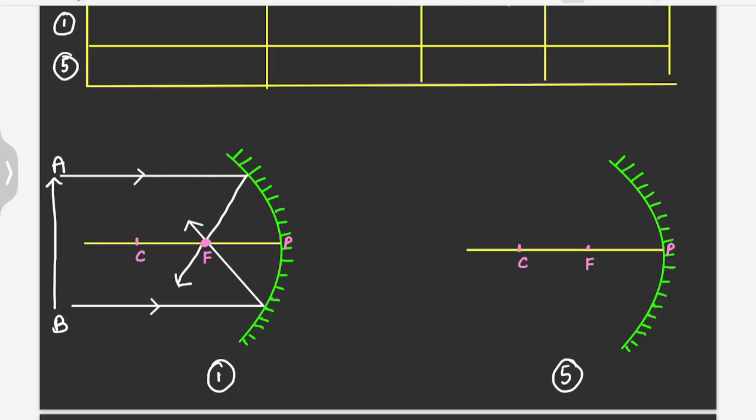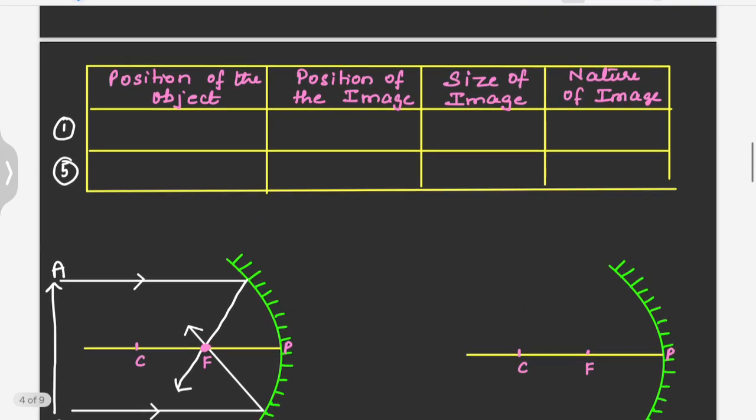Here the image formed is very small, so we can say that it is a pointed image. Pointed image is formed at F. Now let us write this. This is very important: position of the object, position of the image, size of the image and nature of the image, which will be asked in the examination. So let us write this now.